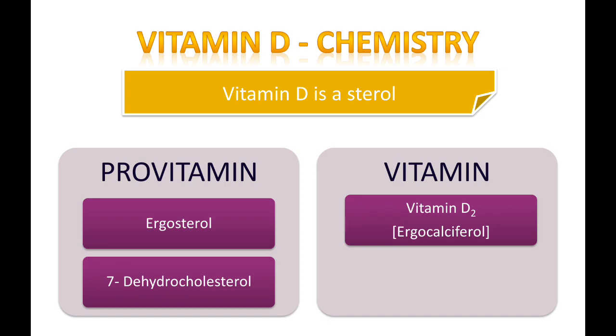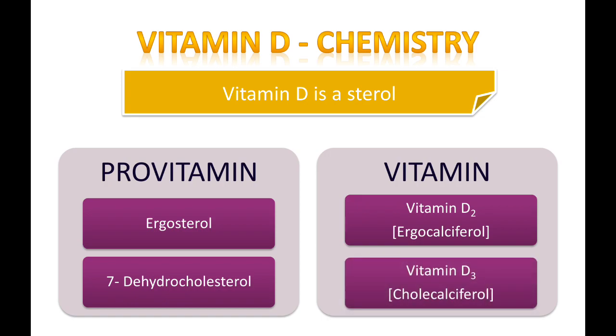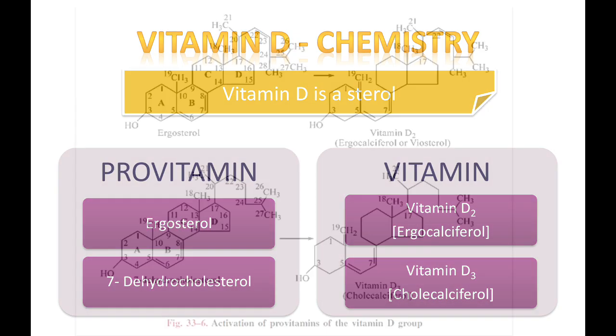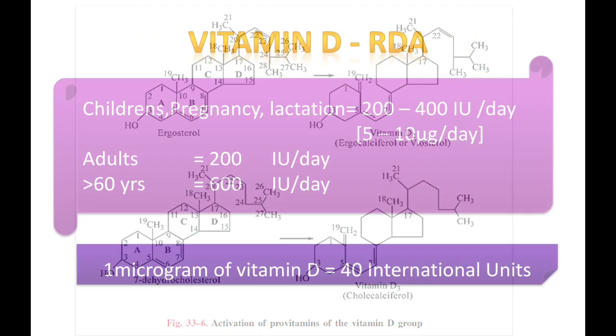From ergosterol, vitamin D2 is formed, that is ergocalciferol, whereas 7-dehydrocholesterol gives vitamin D3, that is cholecalciferol. So this is the structure of ergosterol and 7-dehydrocholesterol and their conversion to vitamin D2 and vitamin D3.